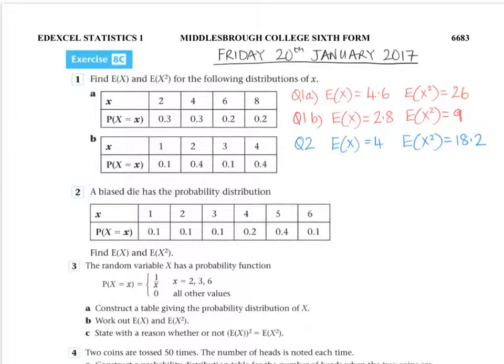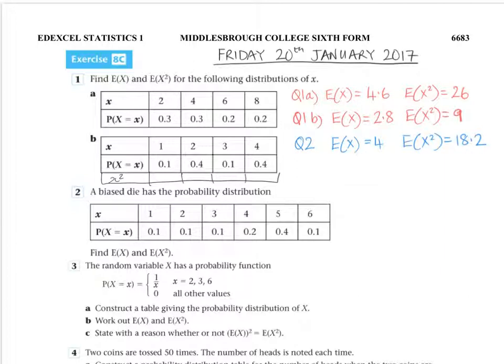It would be quite useful if you drew another row on your table and put your x squared values in there, and then you can work it out from that, and you've got your formulas from before.